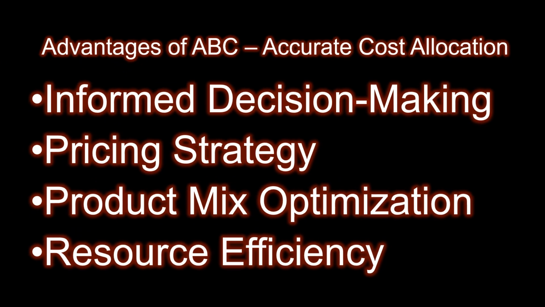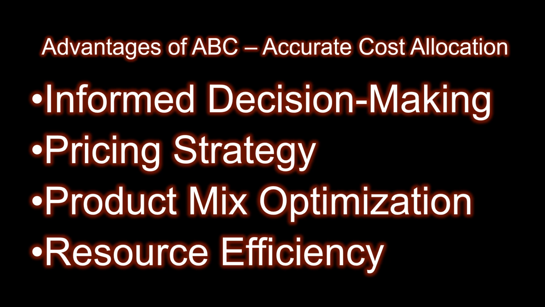One of the main advantages of ABC is accurate cost allocation. ABC provides more accurate cost allocation than traditional methods, which can help organizations make informed decisions about pricing, product mix, and resource allocation. ABC offers superior accuracy in cost allocation compared to traditional methods, empowering organizations to make well-informed decisions.